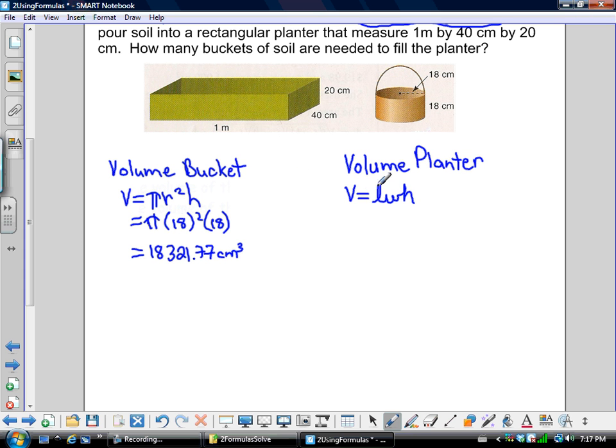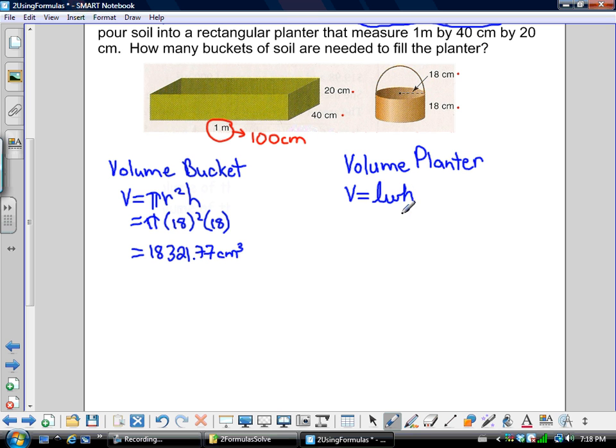Now when I go over to the planter, I'm going to look at it, and I have an issue. The issue that I have is that I have one measurement that's in meters and two others that are centimeters. Now I could change everything to meters, but my problem is I calculated my bucket in centimeters. So I need to convert 1 meter into centimeters, and you should know that as being 100 centimeters. Okay, so that's what I need to do first.